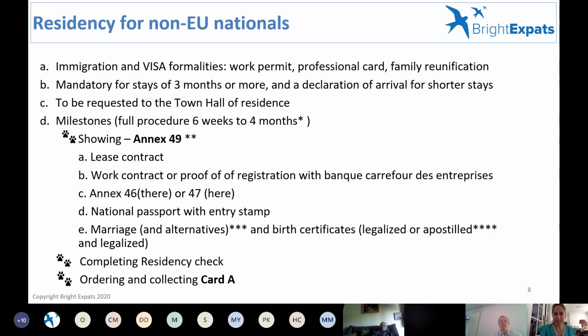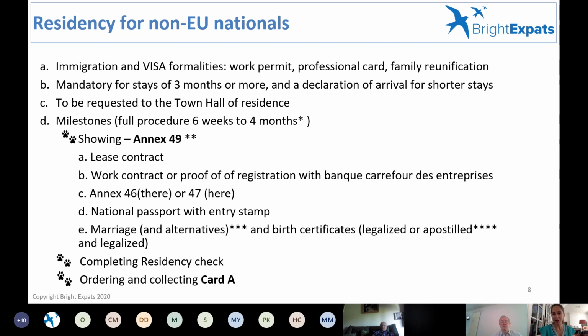Please note that registration or residency application procedures are mandatory for stays of 3 months or more. And for shorter stays, anyway, you will have to do a declaration of arrival. That same declaration of arrival, also called Annex 3, is recommended even for persons that have long-term plans in Belgium and are coming with a visa D.